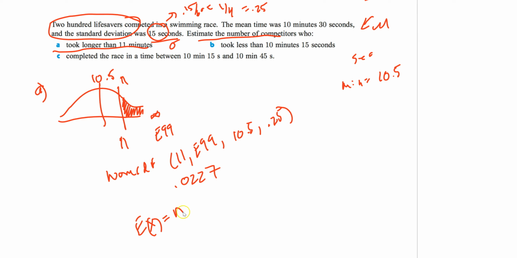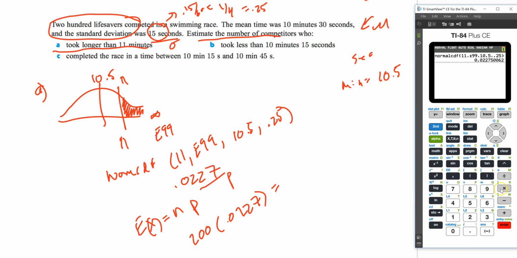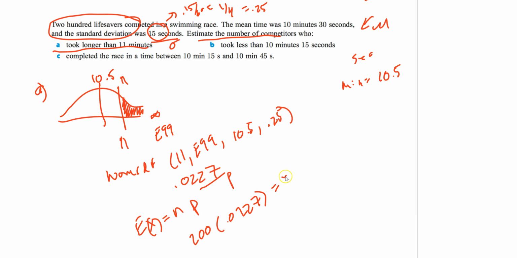It's n times p. That's my p. That's my n. Multiply them together. 200 times 0.0227. Put that into your calculator. So I'm just going to get my answer and times it by 200. And then voila. About 4.55 competitors spend longer than 11 minutes. We call those the losers of the race. But that's it for that type of idea.